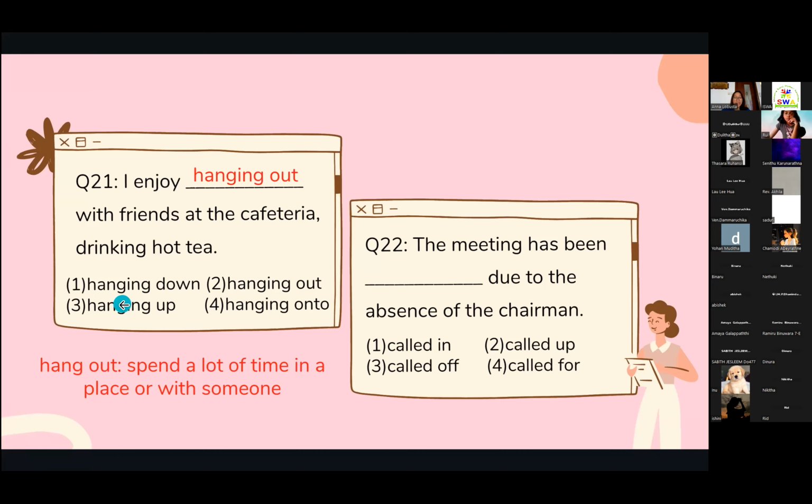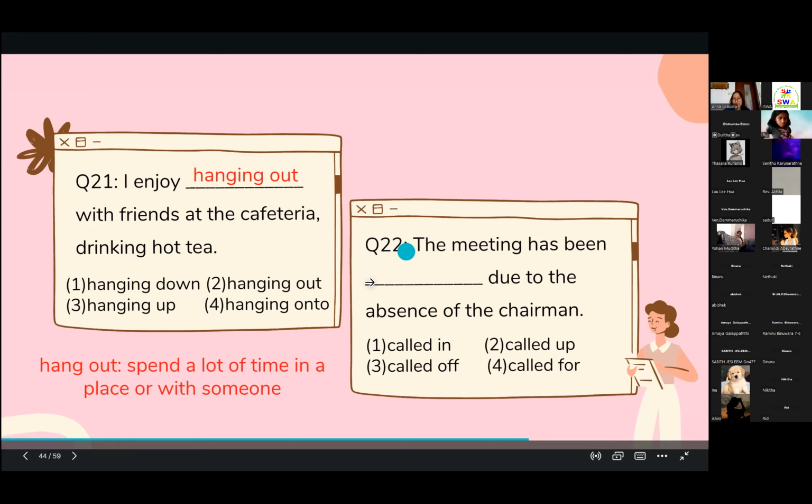For number 3, hanging up won't make sense because hanging up means, for example, you hang up something on the wall, like you can hang up a painting or you can hang up a drawing, but you don't hang up with your friends. You hang out with your friends. Yes.